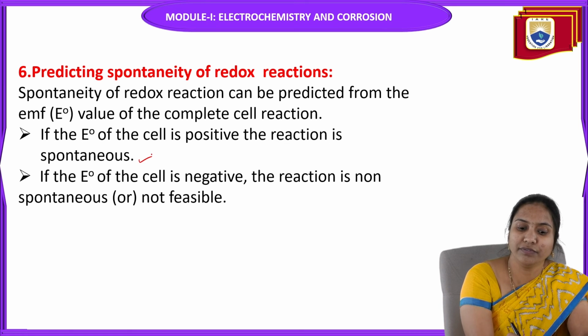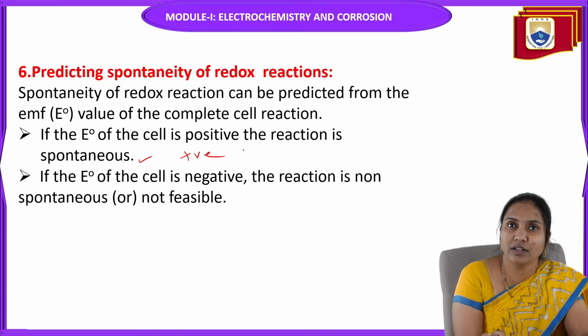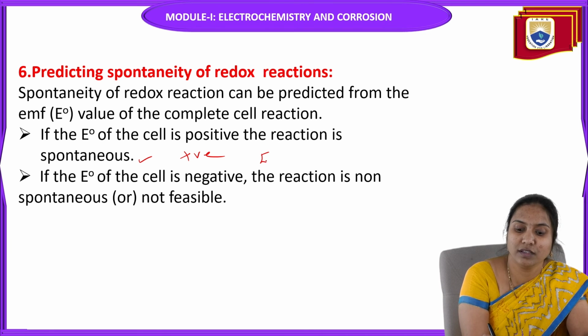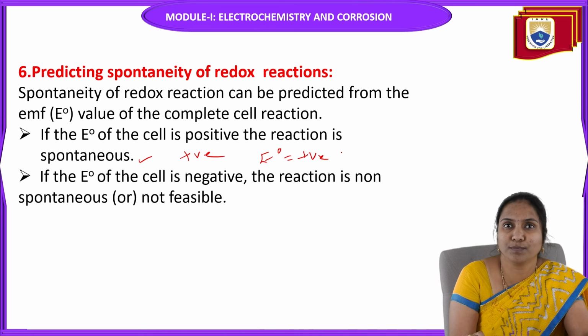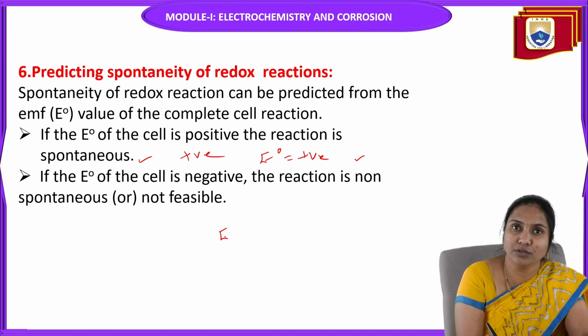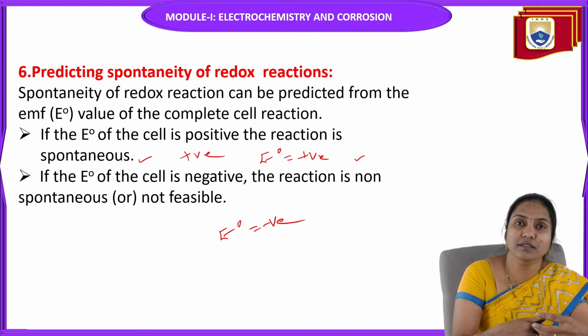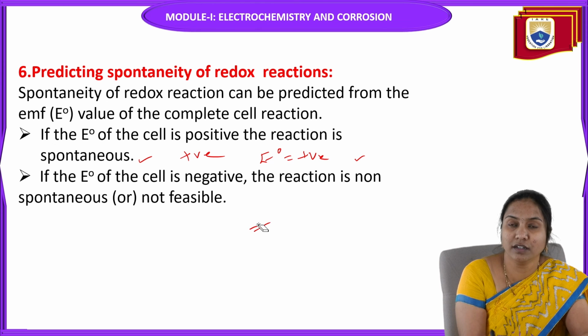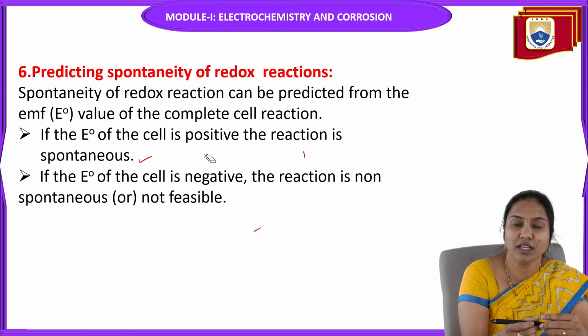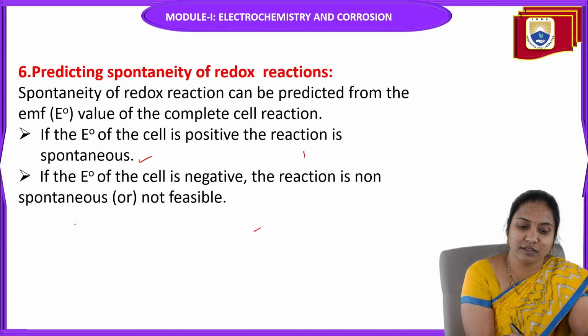For example, if E naught of the cell is positive, the reaction is spontaneous, feasible. If the E naught value of the cell is negative, then it is non-spontaneous or not feasible. So how can we find which reaction is spontaneous and which is non-spontaneous? By using the electrochemical series. For example, let's take zinc and copper.